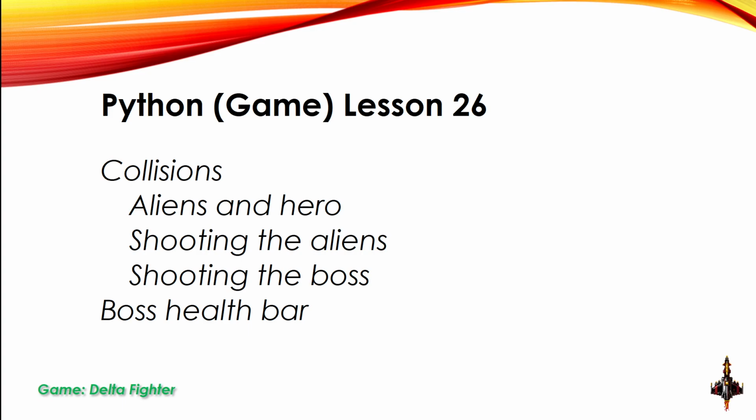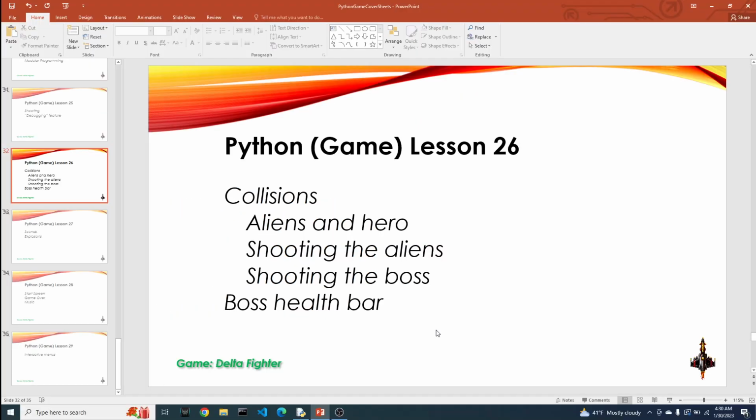Welcome to Making Video Games with Python, Lesson 26. In this video, we're going to cover the various collisions that happen in Level 2, which is mainly between the alien, the hero, and the boss. So let's get to it.